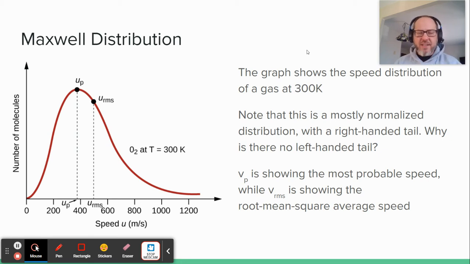Note that this is a mostly normalized distribution. On the right-hand side, it looks like a normal distribution, but on the left-hand side, it doesn't. Now, think about why that is. Discuss amongst yourselves. If you're watching this at home, talk to your parents, siblings, pets about this. It's really important, and conceptually it's vitally important that you understand why this goes to 0 on the y-axis.